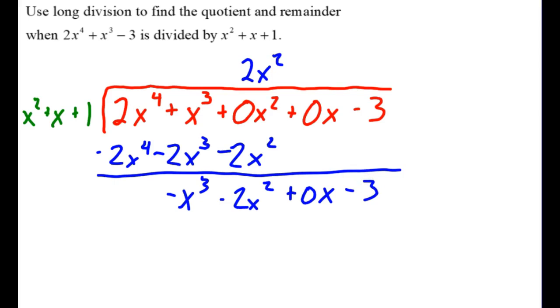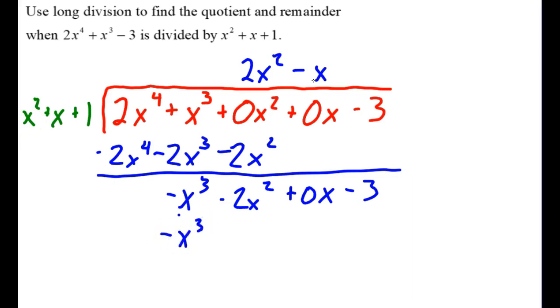Now we're going to repeat that same process. We're looking at the first term in our divisor, x squared. What do we have to multiply by x squared to get negative x cubed? Well, we have to multiply by a negative x, again lining that up vertically with our original x term. So negative x times negative x squared is minus x cubed.